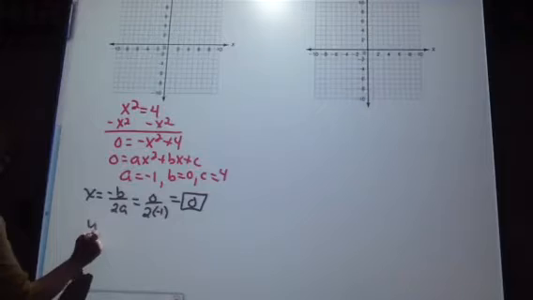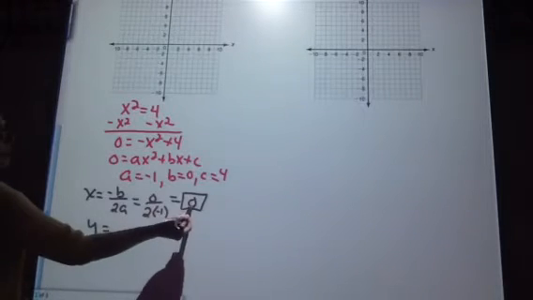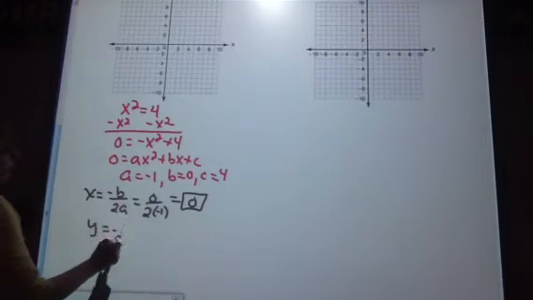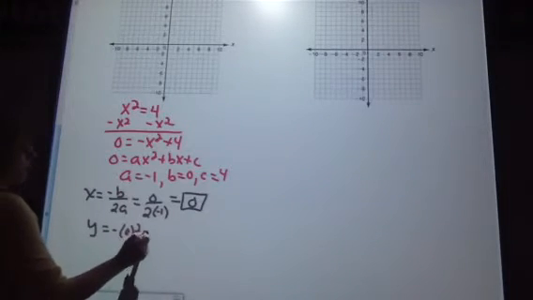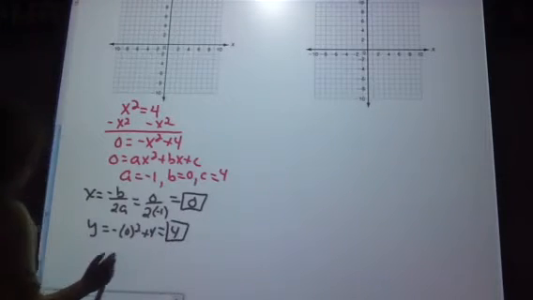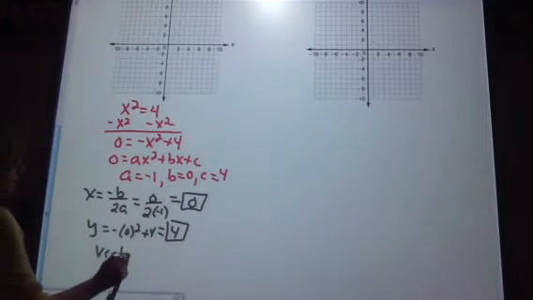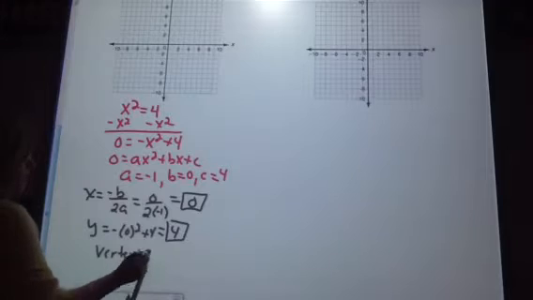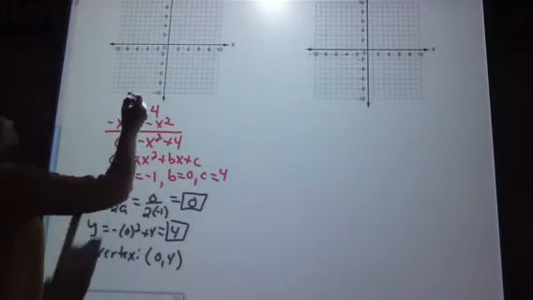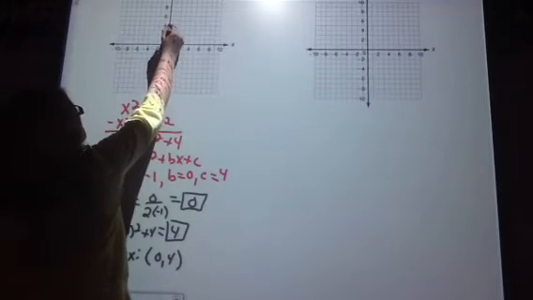Now to find y, we need to substitute 0 in for x. So I have -0 squared plus 4, which equals 4. So my vertex is going to be at (0, 4). We can go ahead and graph that. (0, 4).